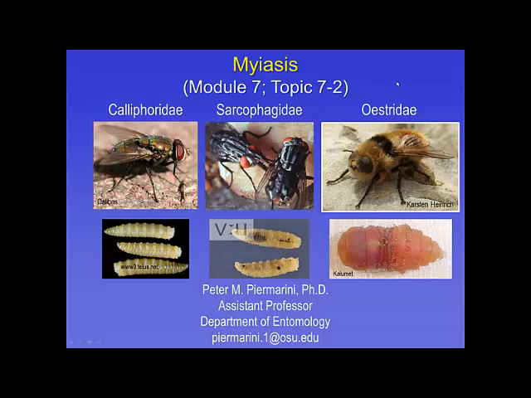Welcome to topic 7-2. This is the last lecture for the course, and we're going to be covering myiasis, which is a condition in animals that's brought about by flies, and primarily by the three fly families shown here, the Calliphoridae, Sarcophagidae, and the Oestridae.